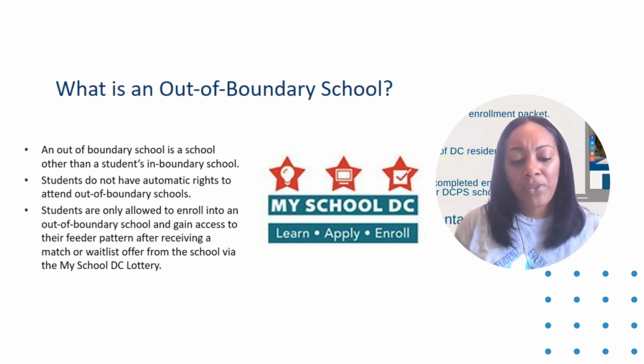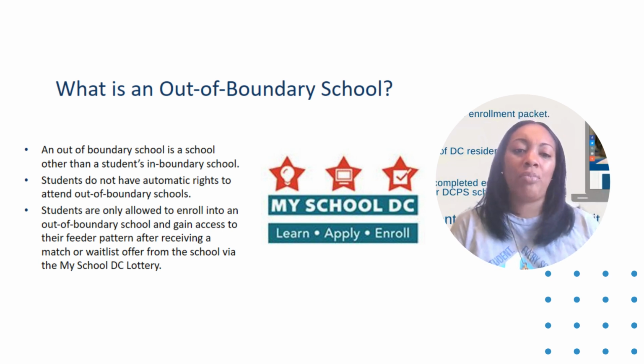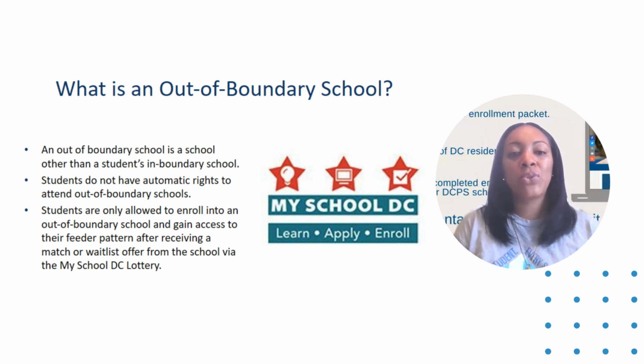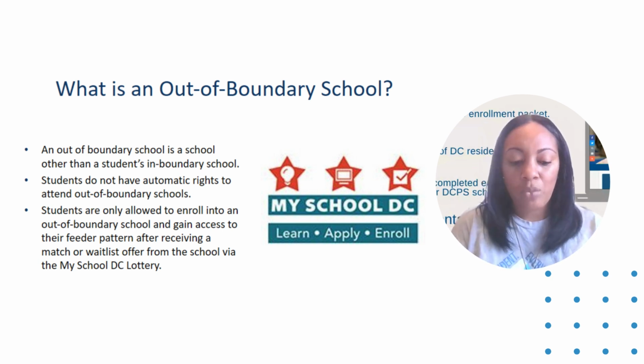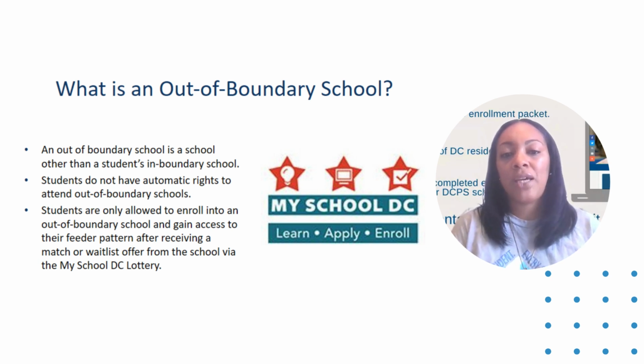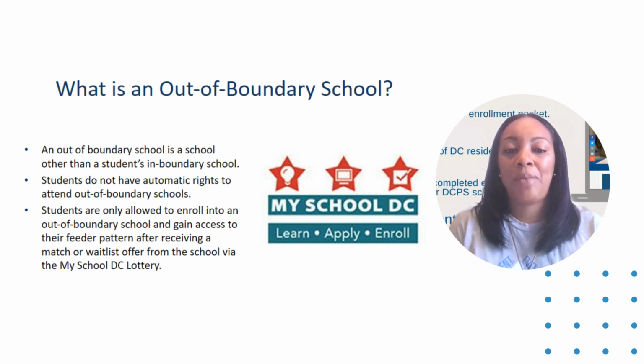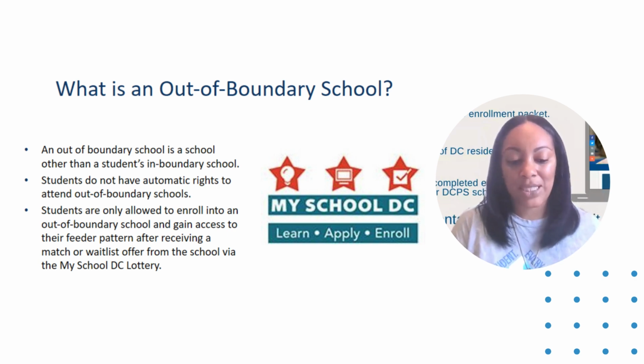As we previously shared, every student has at least one in-boundary elementary, middle school, or high school, which means all of the other DCPS schools are out of boundary, and you will have to complete an application via the MySchoolDC Lottery to gain access to that school.